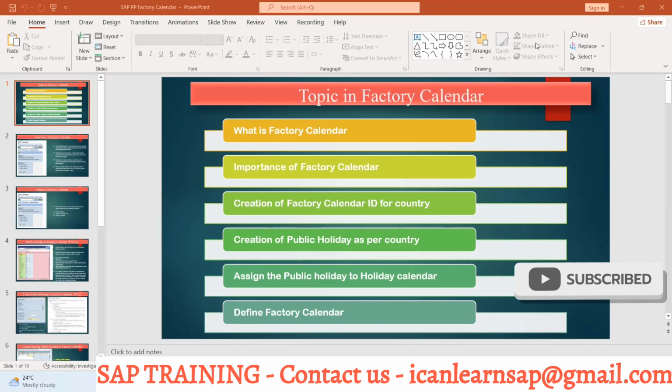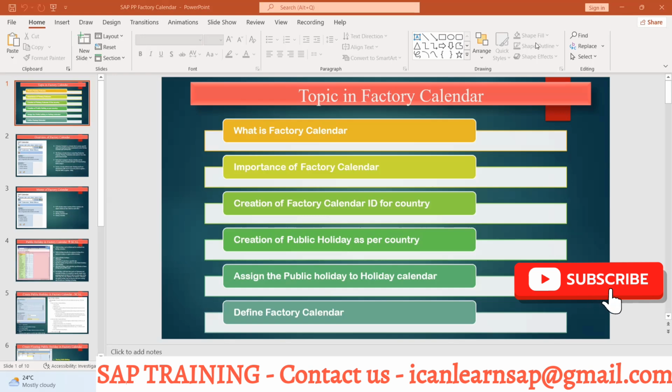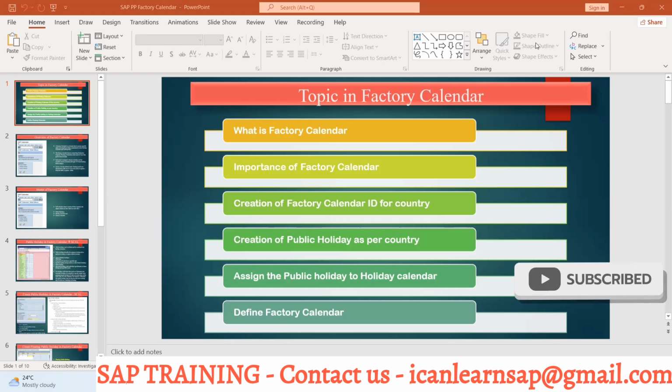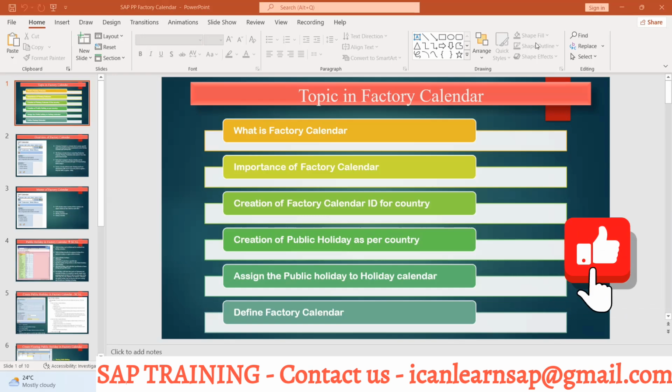So I would like to know what is your understanding about factory calendar. Can anybody tell me your understanding of factory calendar? We have a calendar in our house, right? Similarly, we have some calendars in our corporate life also. So how are they different? Can somebody tell me?